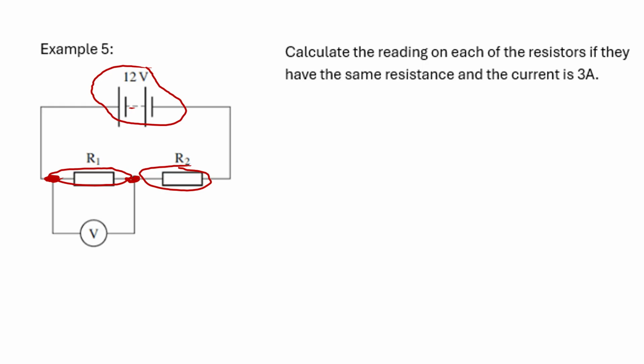We have our V total, so V total is going to equal 12 volts. We don't know what V is. I'm just going to call it V1 because it's attached to R1. We don't know what V1 is, and we don't know what R1 and R2 are, but they do tell us that the current I is 3 amps. So R1 is getting 3 amps and R2 is getting 3 amps. They're both getting 3 amps. So the reading on each resistor if they have the same resistance.